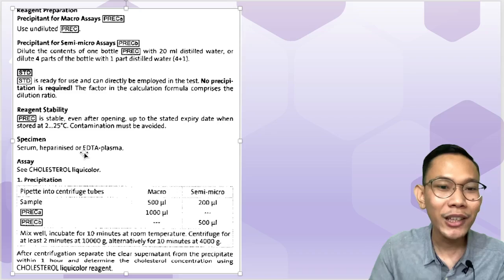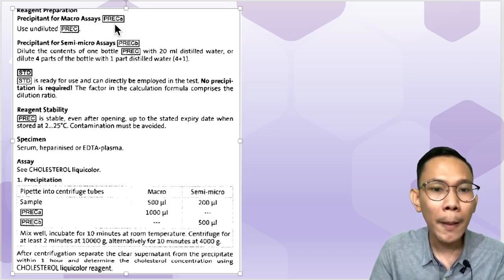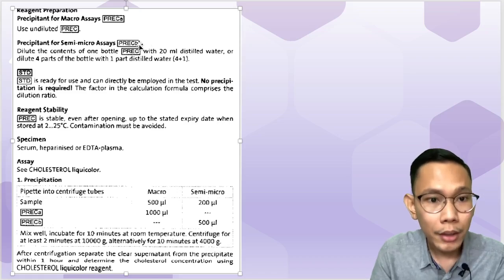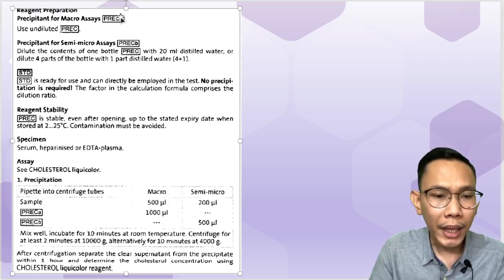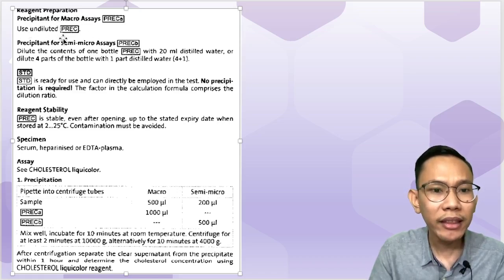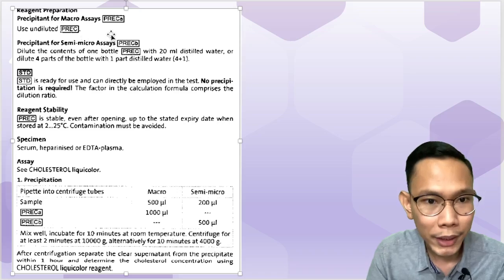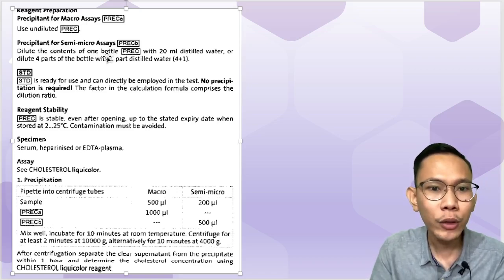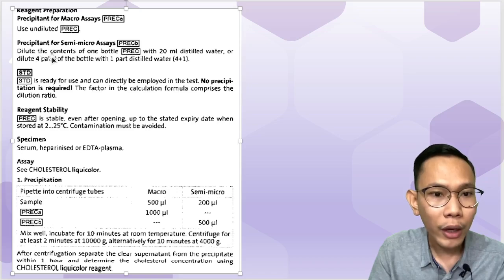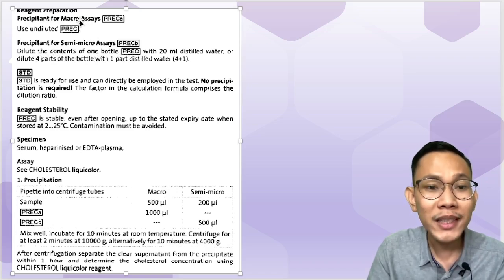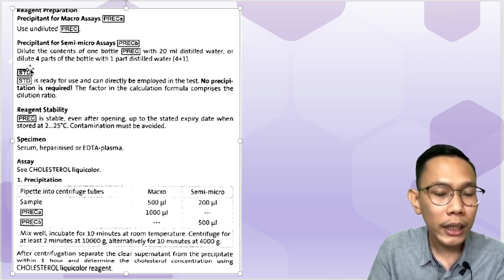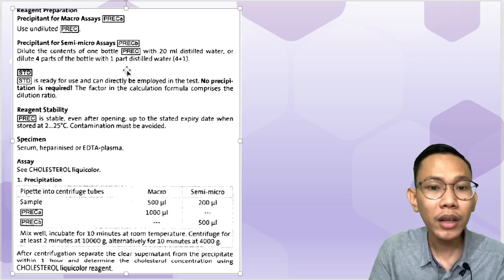Kasi may idea kayo ha, pag macro, ang ginagamit natin is your PREC-A or precipitant A. Precipitant for semi-macro assay, PREC-B. Again, pag PREC-A, automatically use the undiluted precipitant. So, yung nakalagay na reagent na may prec, automatic yan na yung gagamitin kasi that's for macro assay. Pero, pag semi-macro assay ang gagamitin natin, anong mangyayari? Dilute the contents of one bottle, your prec, of course, the same prec na ginamit natin sa macro assay with 20 ml distilled water, or dilute 4 parts of the bottle with 1 part of distilled water.